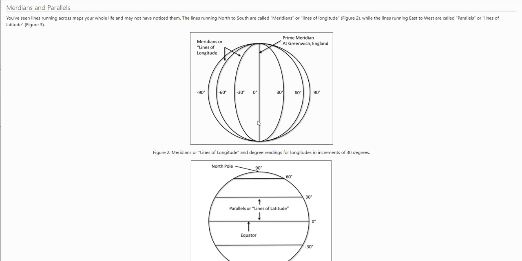Any points along this line are going to have a 0 longitude, all the way from the North Pole to the South Pole. And then there's 30 degrees as we go out to the east, 60, 90, etc. And they slice up the Earth like you're slicing up an orange, right? There's like slices of an orange. And along here, any point is going to have the same longitude.